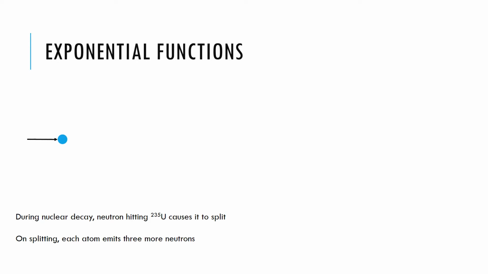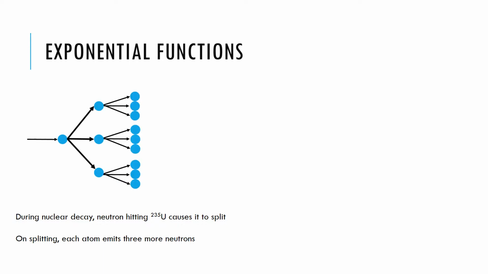So let's imagine a chemical example. Let's imagine the nuclear decay of uranium-235 that happens when a uranium-235 atom is hit by a neutron, which causes it to split, and upon splitting, each of those atoms emits 3 more neutrons. So it proceeds in an exponential manner, with the number of released neutrons growing with time.